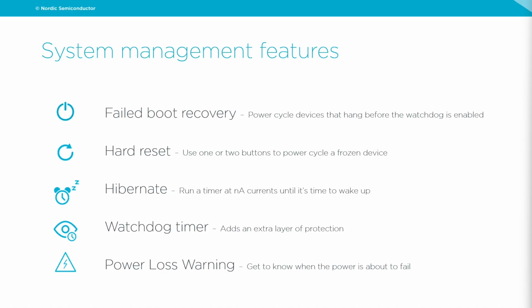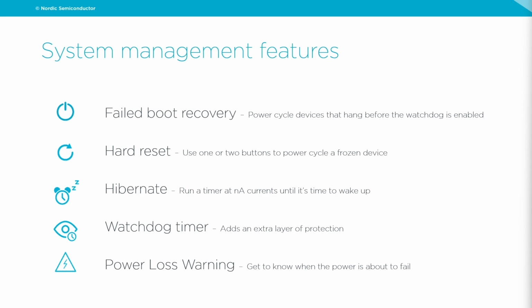Hibernate is a version of our ultra low power ship mode, which is used for shipping, but here it's used for sleeping. So in addition to the 370 nanoamps that you get in the normal ship mode with the NPM1300, we run a timer that uses 130 nanoamps extra, for a total of 500 nanoamps. And it allows you to wake up at certain points and check if the application needs to be running or if it needs to be sleeping again, and then it can go back into hibernate. Watchdog timer is just an additional timer that lives in the PMIC that can be used for an extra layer of protection for your application.